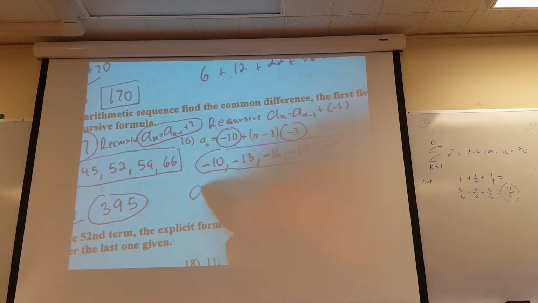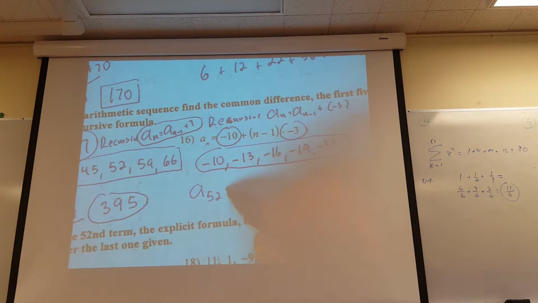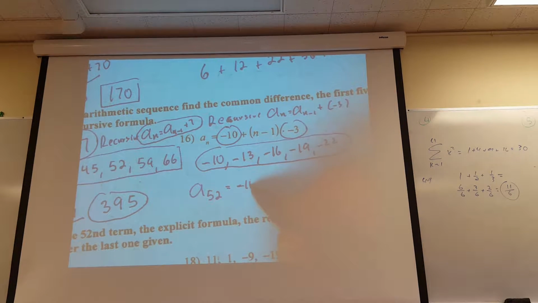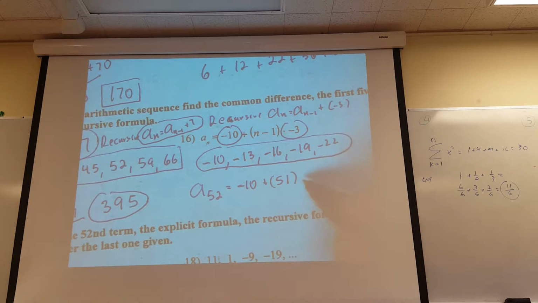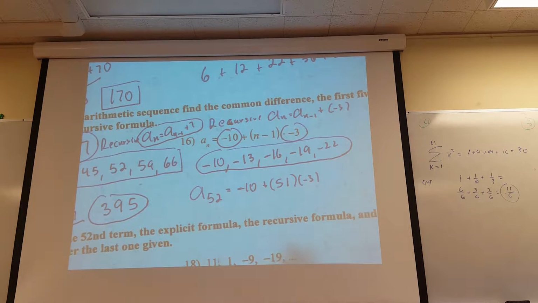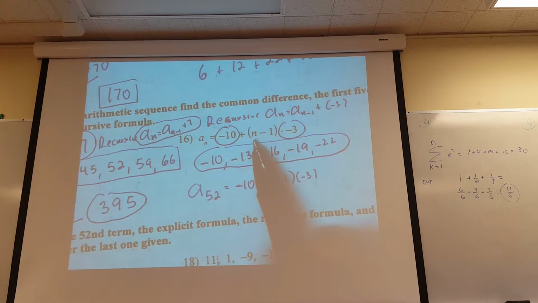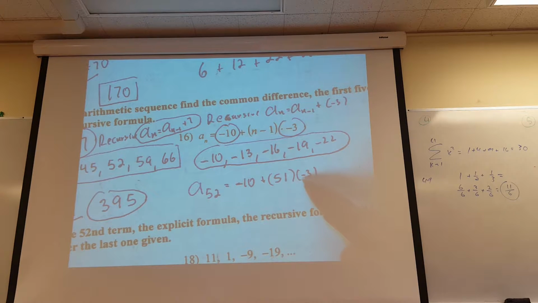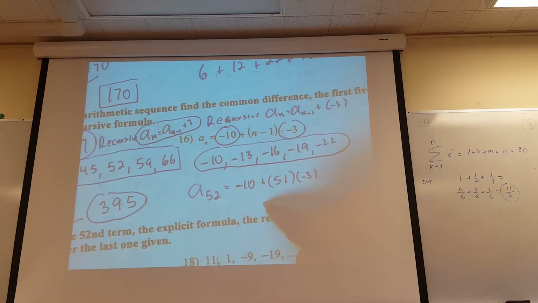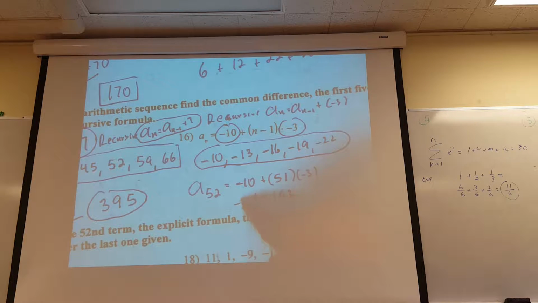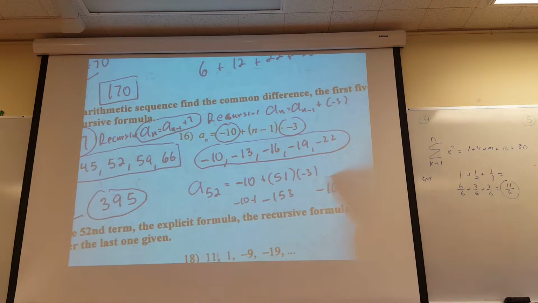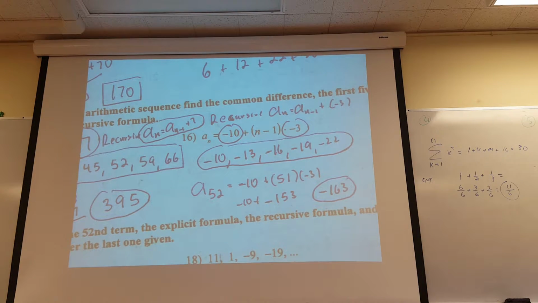Then if I want to find the 52nd term, it's going to be negative 10 plus 51 times negative 3. Okay, 51 comes from 52 minus 1. Negative 3 times 51 is negative 153. And to that you add negative 10. So the answer is negative 163. That is the 52nd term.